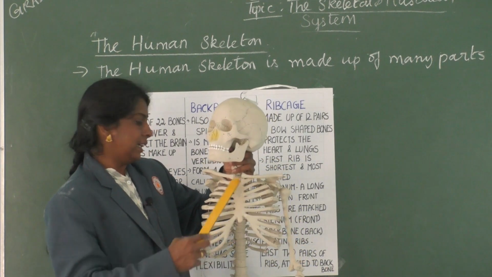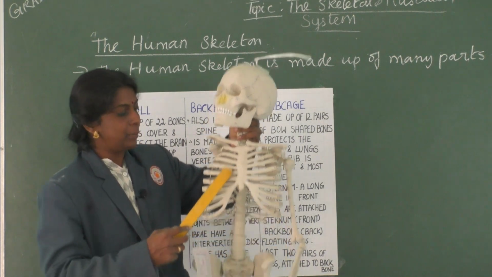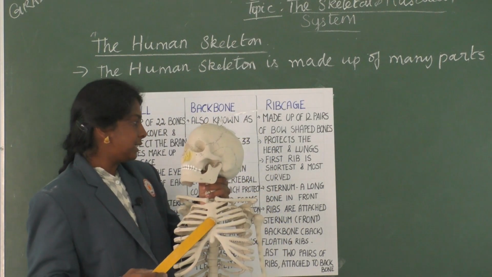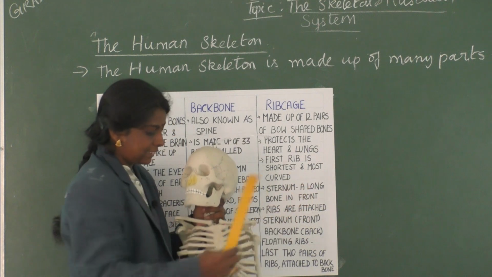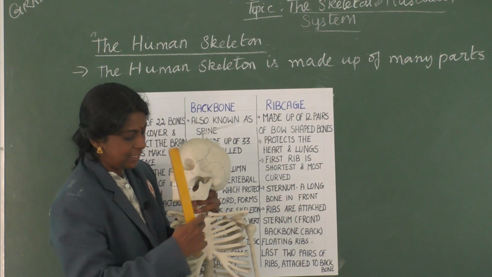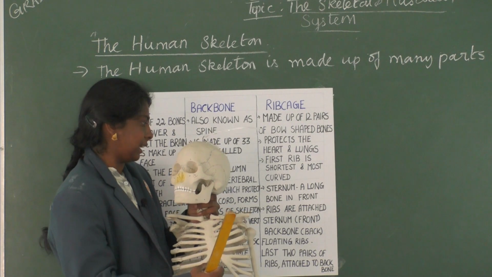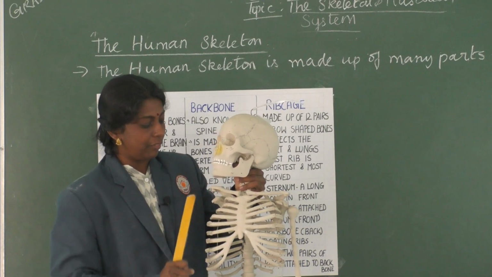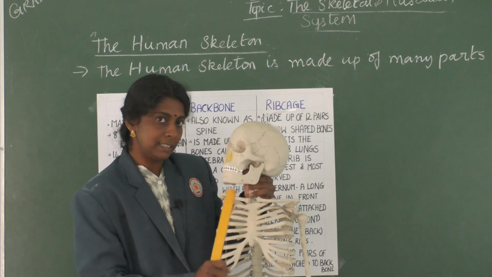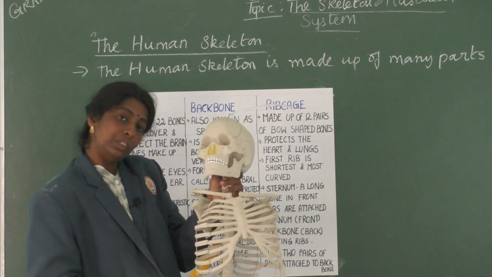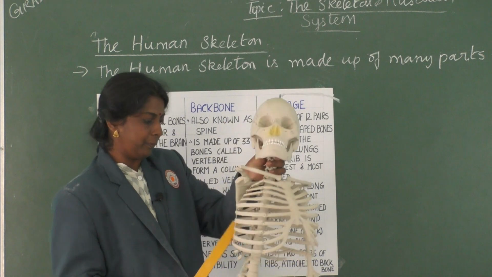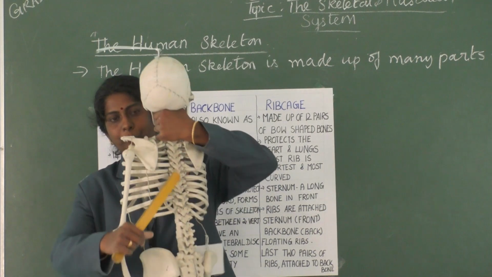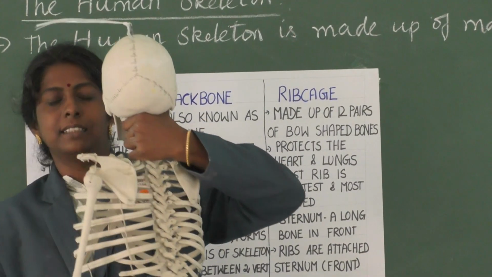And the center part is said to be the sternum. Clear? This is the sternum, a long bone in the front side. And then the ribs are attached to the sternum. In the front side, the ribs are attached to the sternum, and at the back side, they are attached to the backbone. Can you see that? Yes.